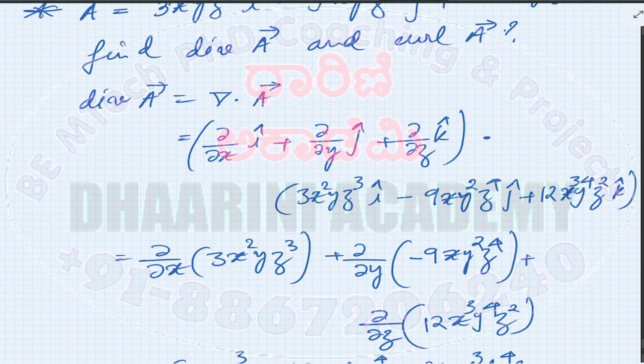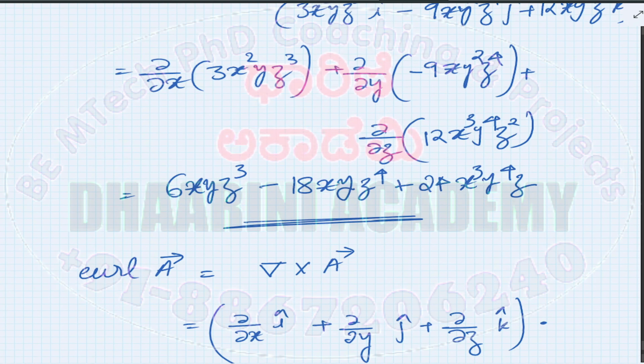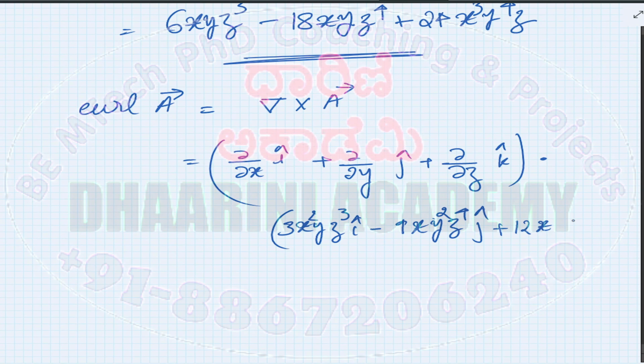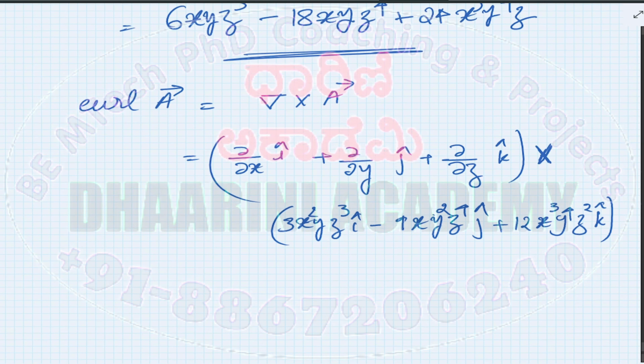Into x cube y to the 4 z square into k cap. So this is what we want to do. It's not a dot product, it's a cross product. So how do you take a cross product of two vectors?